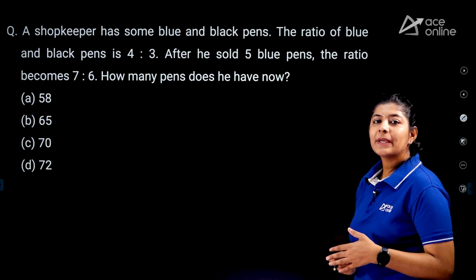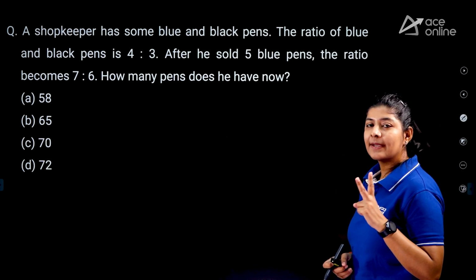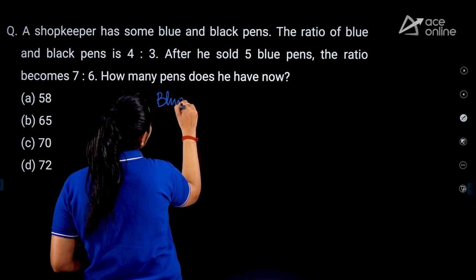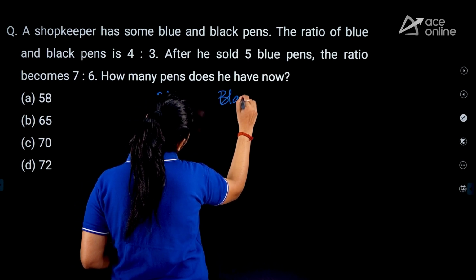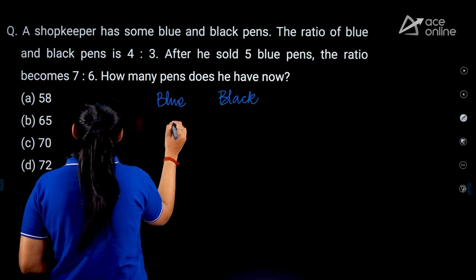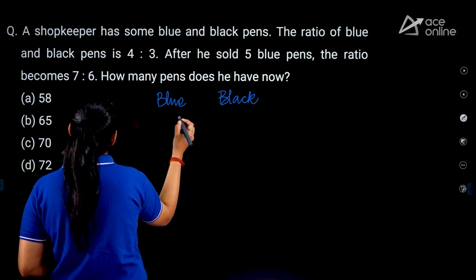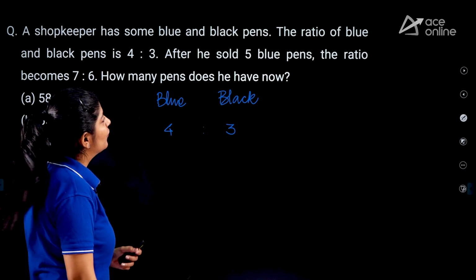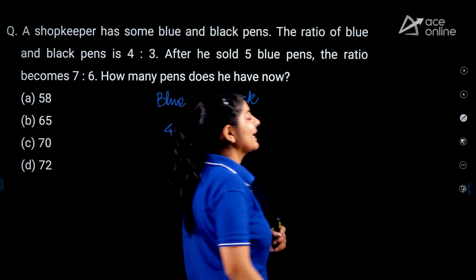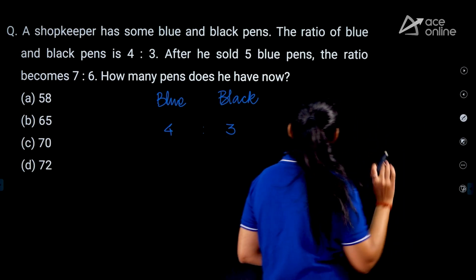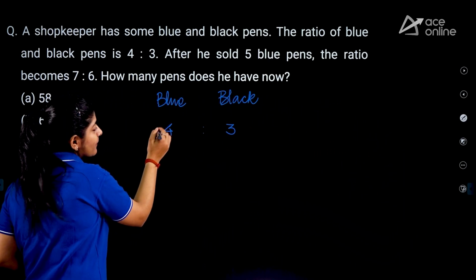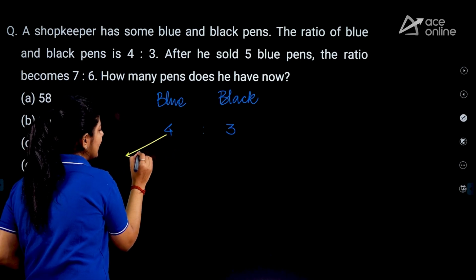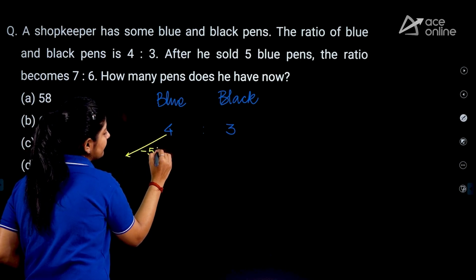So, the shopkeeper has 2 types of pens. The first color is blue and the second color is black, right? Okay. So here the ratio is 4:3. Now the question says that he sold 5 blue pens. So basically this is the ratio, and out of this he sold 5 pens.